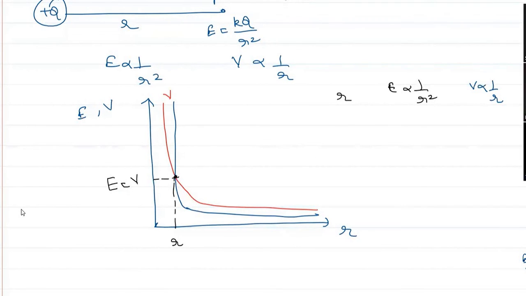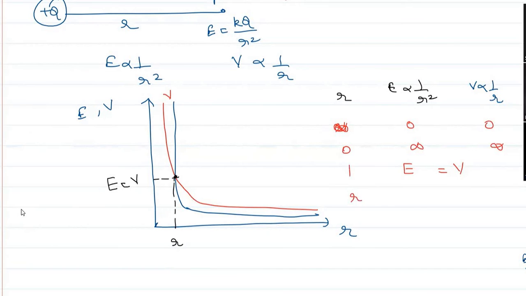Now tell me, when R is infinity, what will happen to the E value? 0, and V is 0 as well. When R equal to 0, what will happen? This will become infinity, and V also infinity. Now, when R equal to 1, what will happen to E and V? E will be equal to V. When R is equal to 1, when you divide by the square of 1, it will remain the same, and when you divide by R, you will get the same answer. So E will be equal to V.